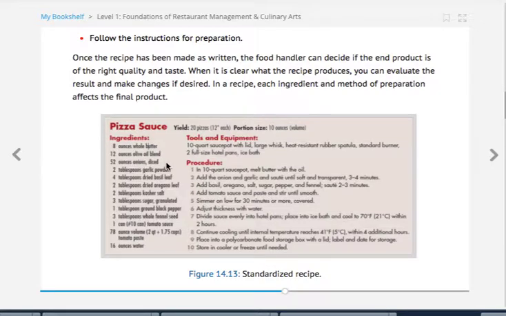Once I've finished making this, I should have enough sauce for 20 pizzas. If that is not correct, you need to check on your measurements, you need to check on your portioning, because something's not going right there. It also tells me the tools and equipment that we need.